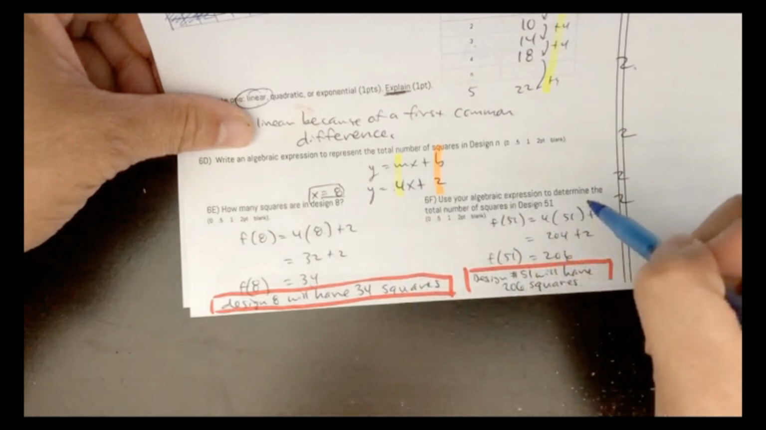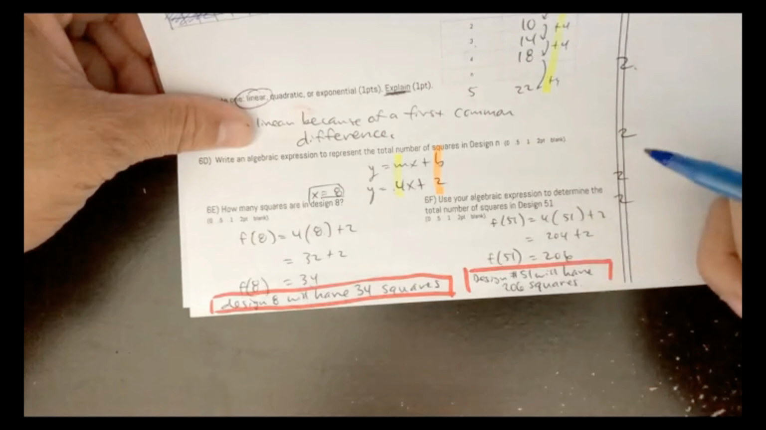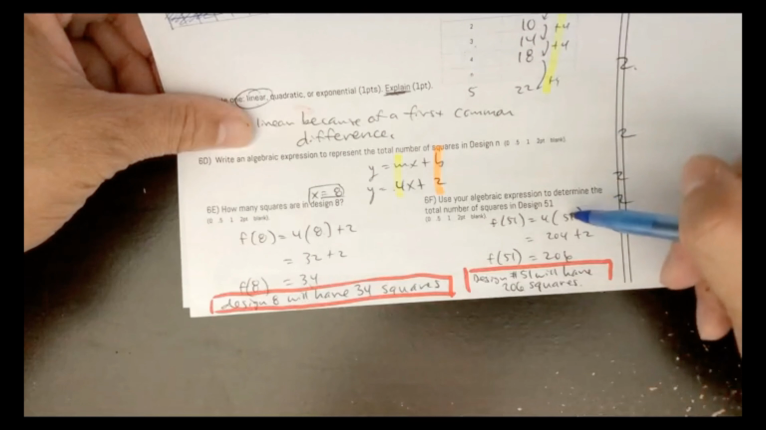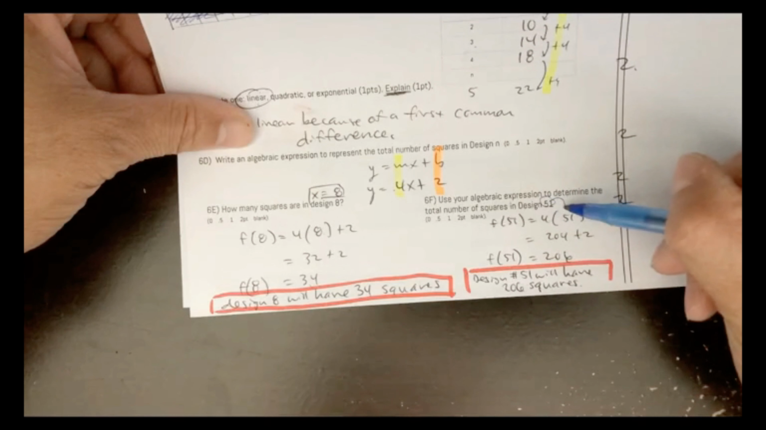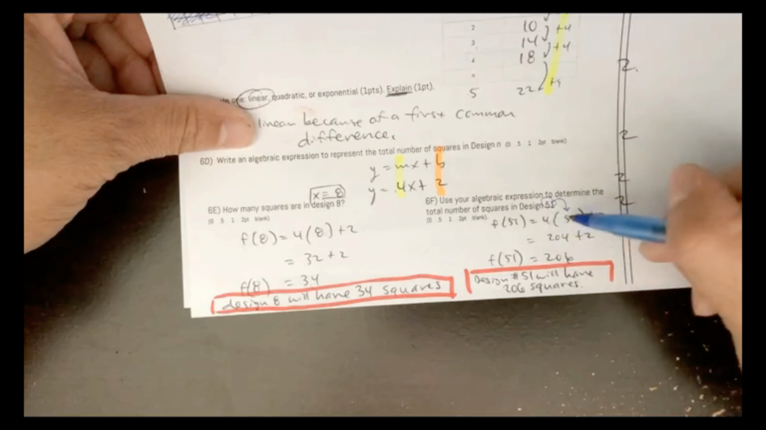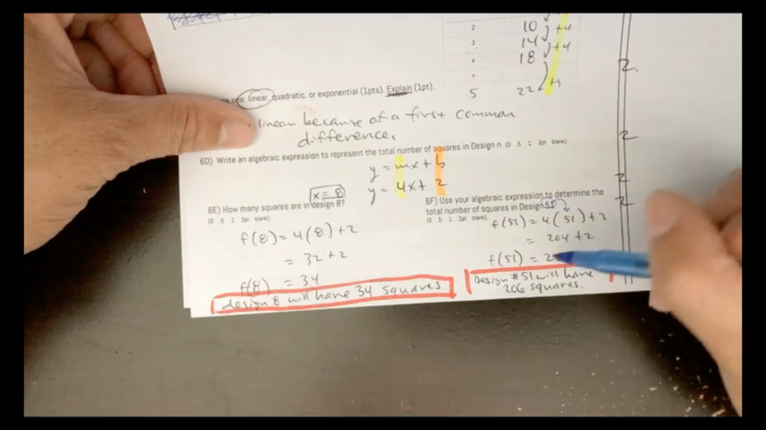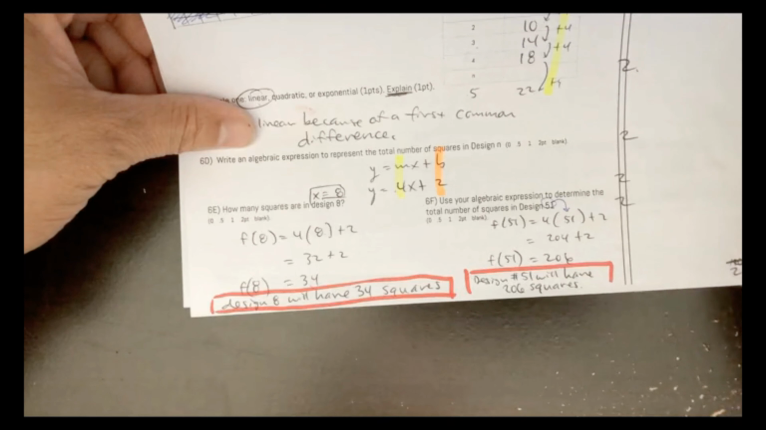Use your algebraic expression to determine the total number of squares in design 51. So design number is the x value. Put in 51 into x. So 4 times 51 gives you 204. 204 plus 2 gives you 206. Design 51 will have 206 squares.